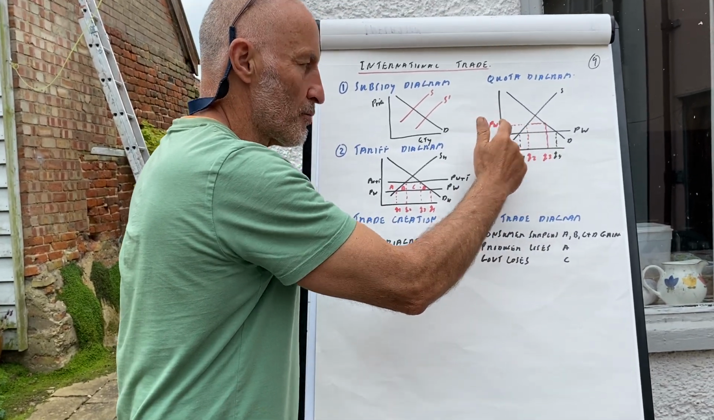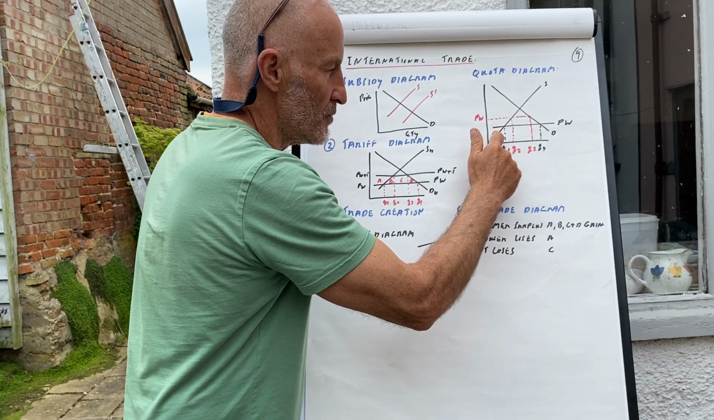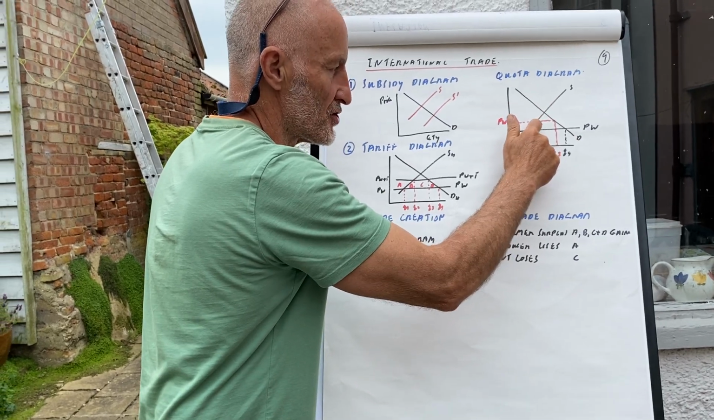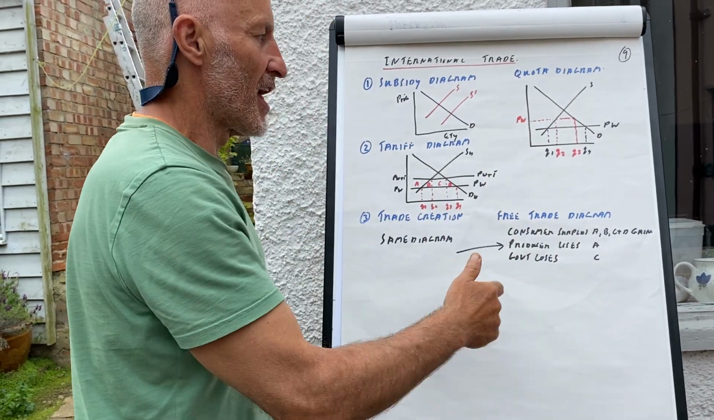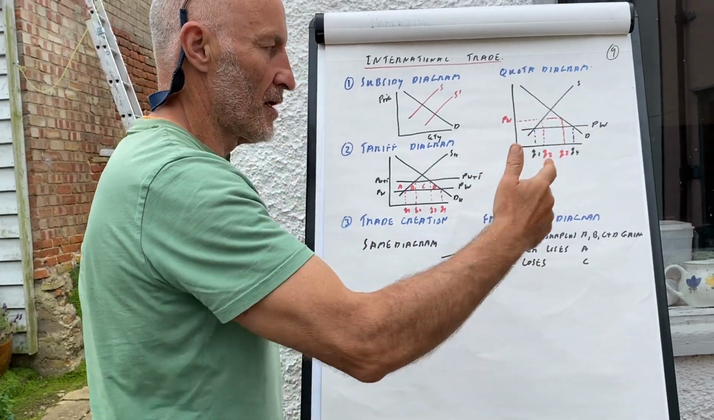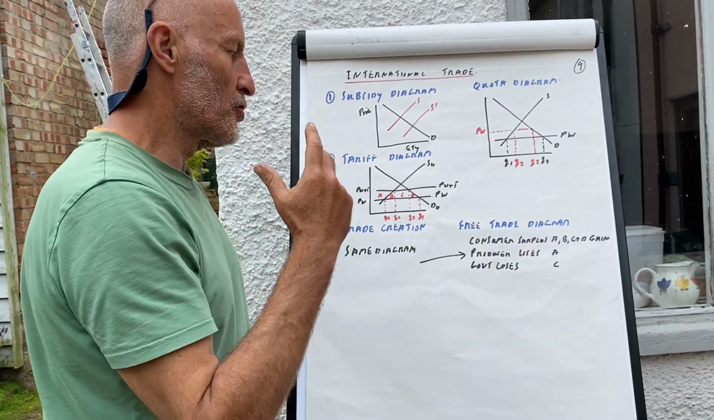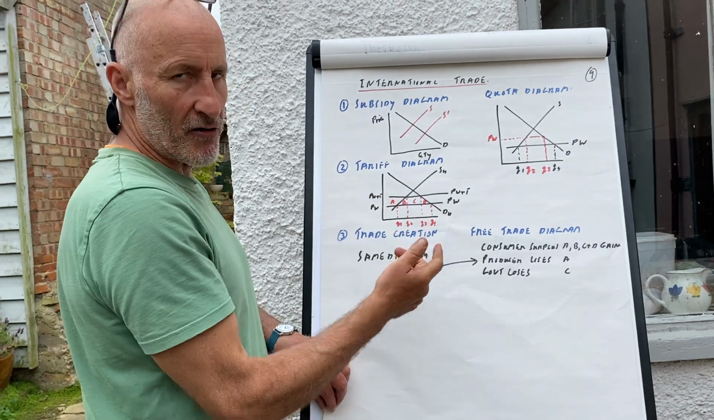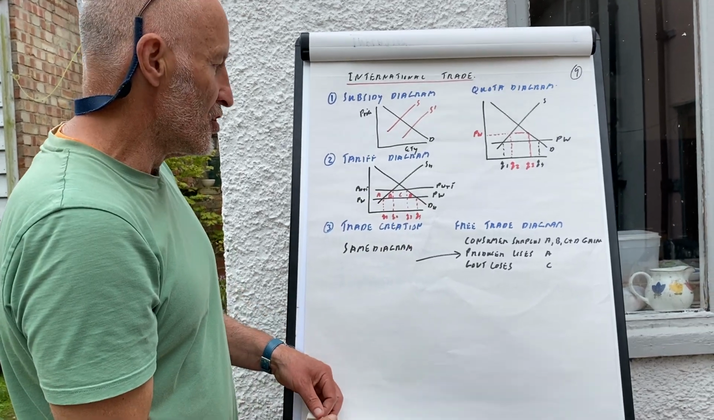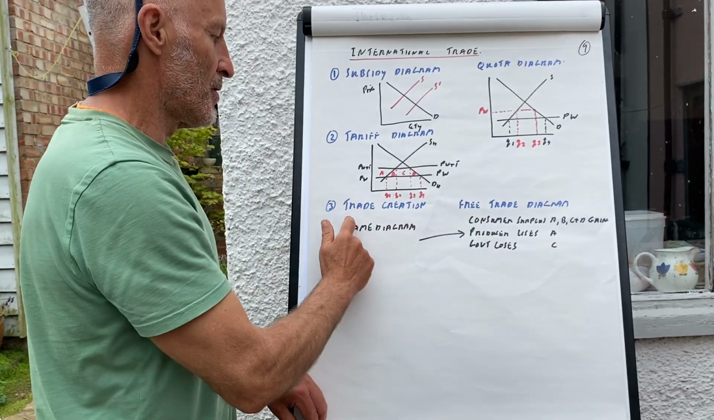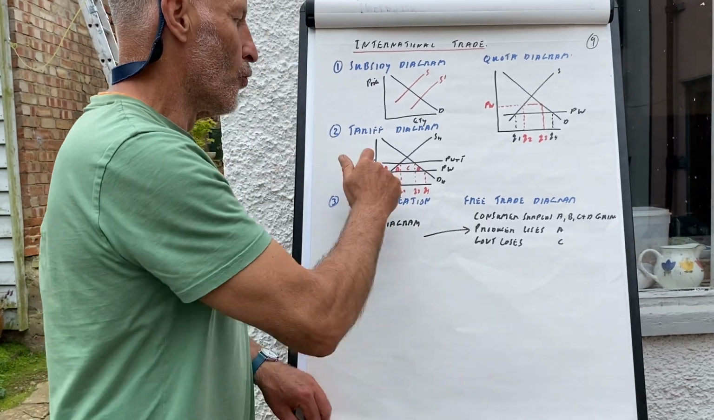This will increase the price. Therefore, the home supplier will supply more goods because they get a higher price for their goods. So therefore, we will import only Q2, Q3, rather than Q1, Q4 because of the quota. This is the tariff diagram, which I'm sure you all know, but we can use this in terms of the free trade diagram, a trade creation diagram, or a tariff diagram.